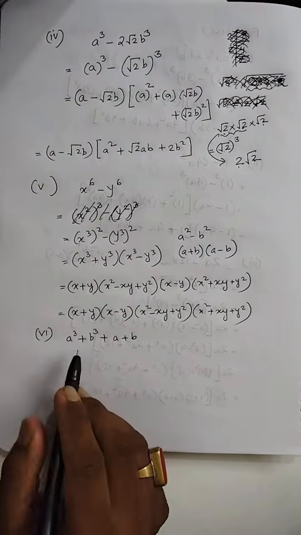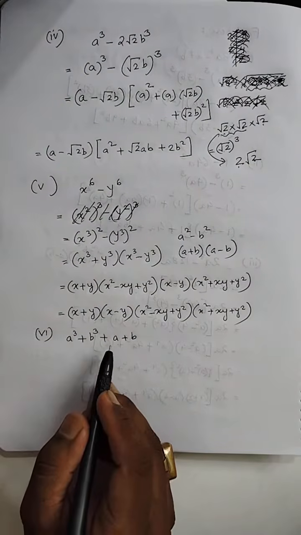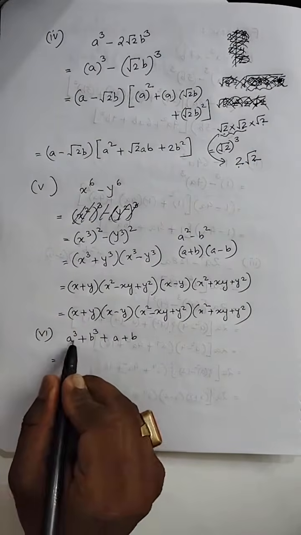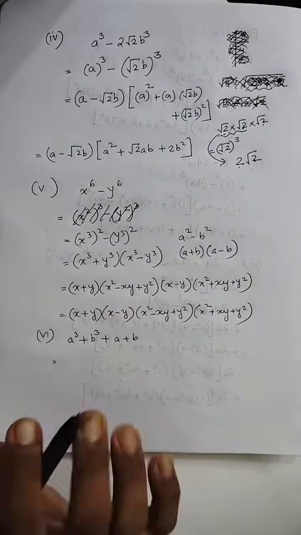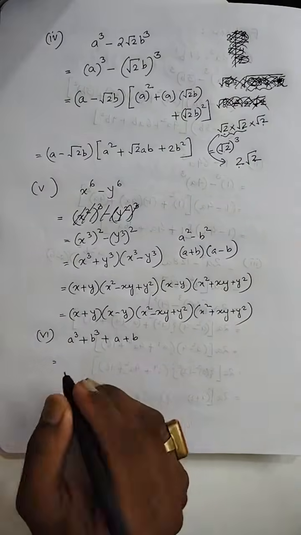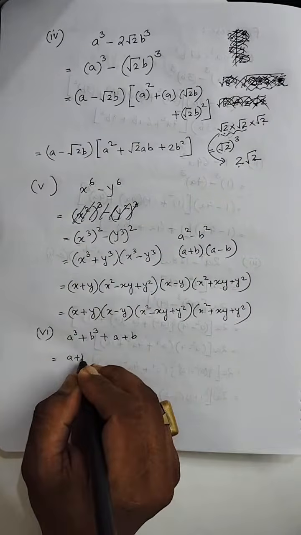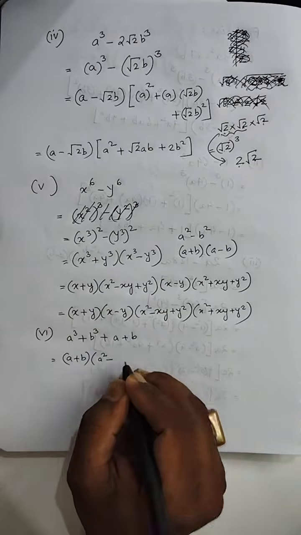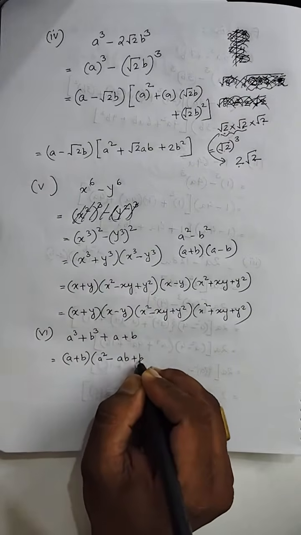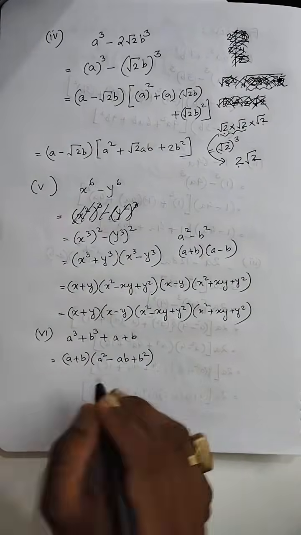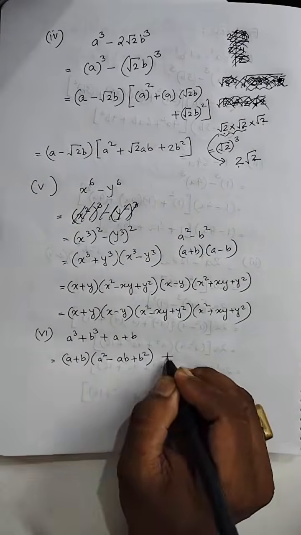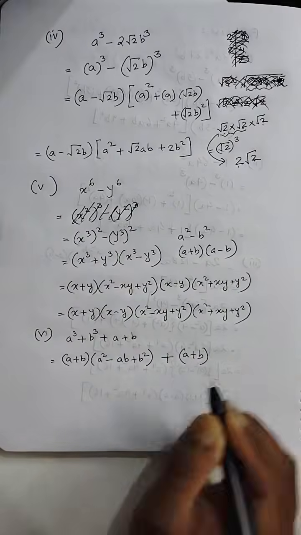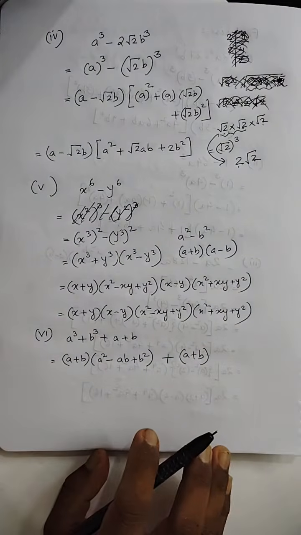Anyways, so next question is a cube plus b cube plus a plus b. Okay, so a cube plus b cube, very clearly we can use the a cube plus b cube identity. So we will write a plus b times a square minus ab plus b square, plus the leftover a plus b, we'll write it as a plus b. To decorate it, we can put this inside a bracket.